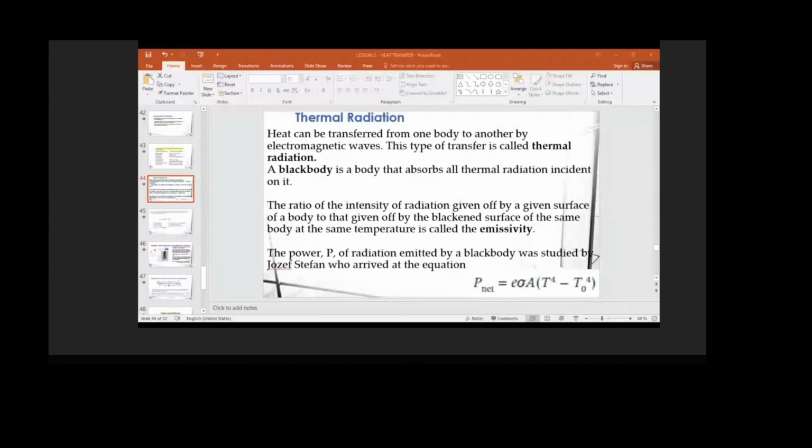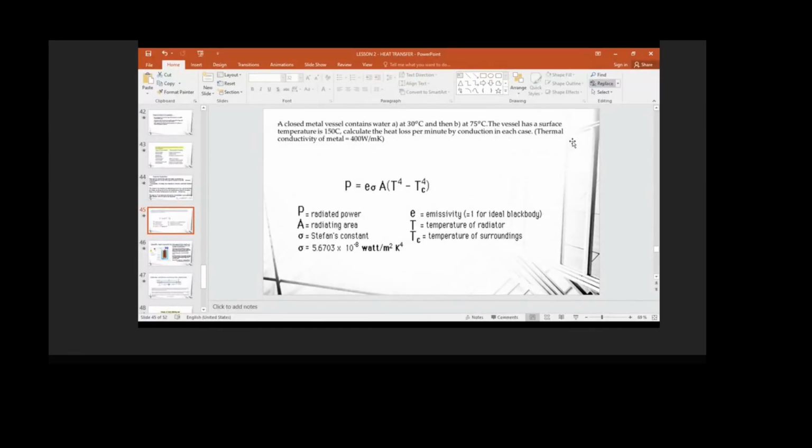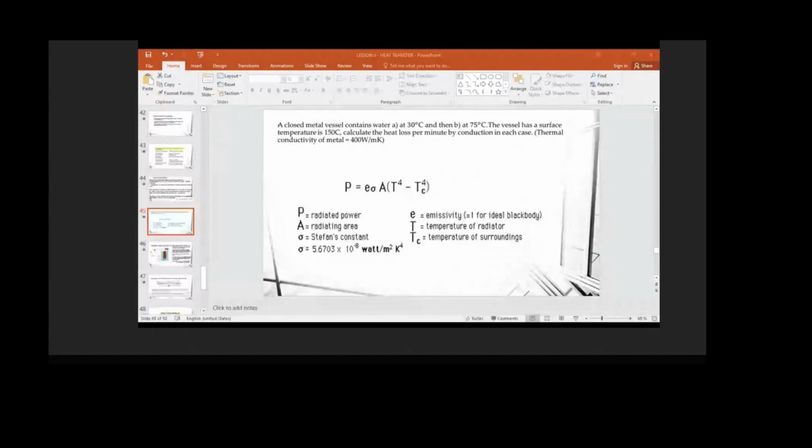Right? The power P of the radiation emitted by a black body was studied by Stefan, who derived the equation that we're going to look at. So Stefan's equation talks about the power with which black body objects radiate energy, heat.